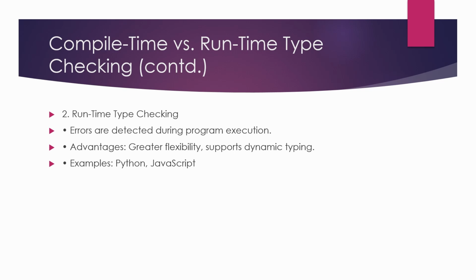On the other hand, runtime type checking happens when the program is running. Errors are caught only when an operation is attempted on incompatible types. This type of checking allows for more flexibility as seen in dynamically typed languages like Python and JavaScript. However, it can lead to errors that are only detected when the code is executed, making debugging more challenging.